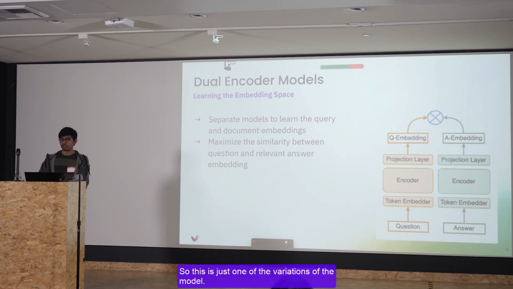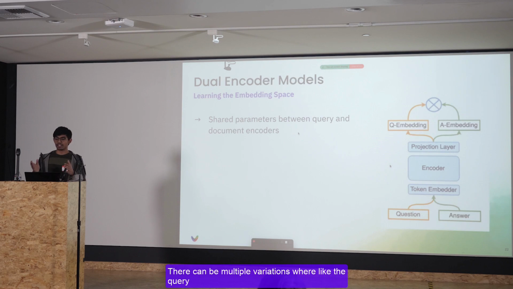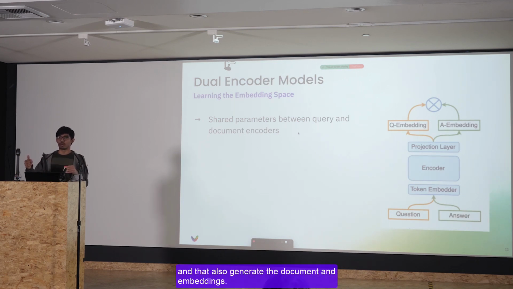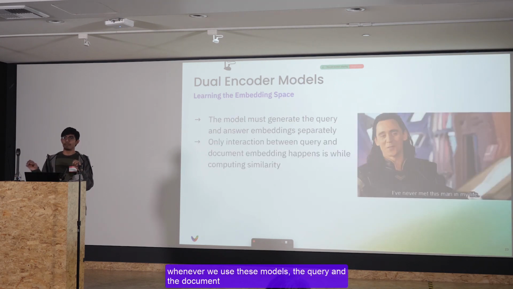This is just one of the variations of the model. There can be multiple variations where the query and the document encoders could share the parameters. So you have one single model that generates the query embeddings and also generates the document embeddings. However, there's a catch over here. The catch being that whenever we use these models, the query and the document embeddings must be generated separately.